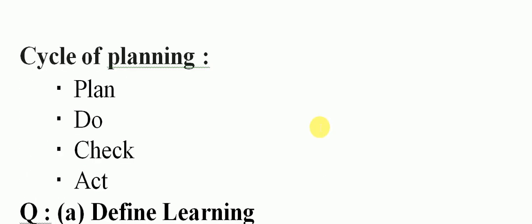Cycle of planning. As we know, in the cycle of planning, first we must plan, then do it, put it in practice, then the teacher can check it, and the last one, act, means give the result or evaluation.